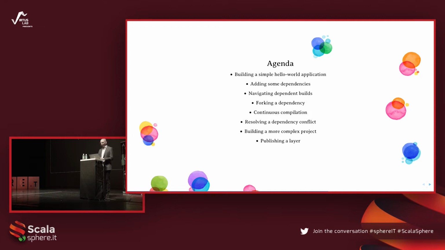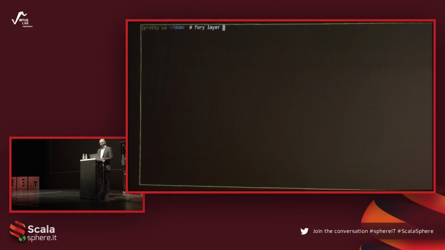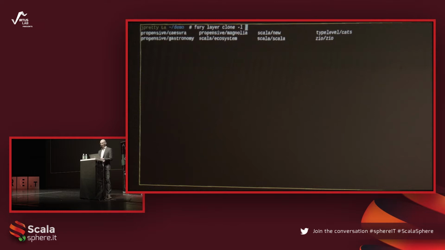So let's go. I'm going to start by cloning a layer. Now a layer you can think of, and my keyboard has broken. There we are, that's better. A layer you can think of as a collection of projects. And you see here, if I start typing this command, Fury layer clone, I get tab completion on some possible layers. There aren't many yet, I'm still working on them, but let's start with a very basic one, Scala new. And I should have told it where to clone that. And I will put that into a directory called new project, and cd into that.